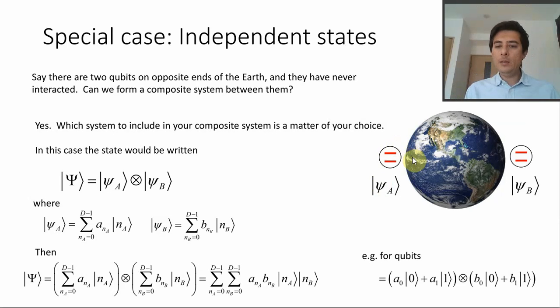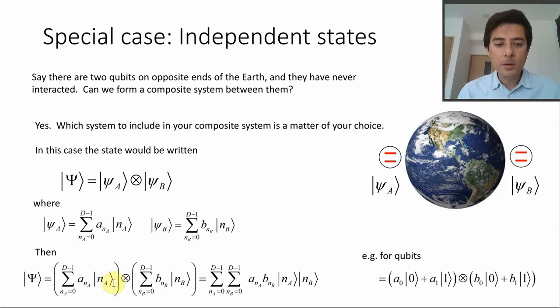So, for example, if these particles were totally independent, then let's say that Alice's state is psi A and Bob's state is psi B. Then the total composite system you would write as the tensor product of psi A and psi B, where psi A could be any state, with some coefficients A, and Bob's state also could have some coefficients B. In this case, remember this is a special case, we can write the state out by substituting that in here.